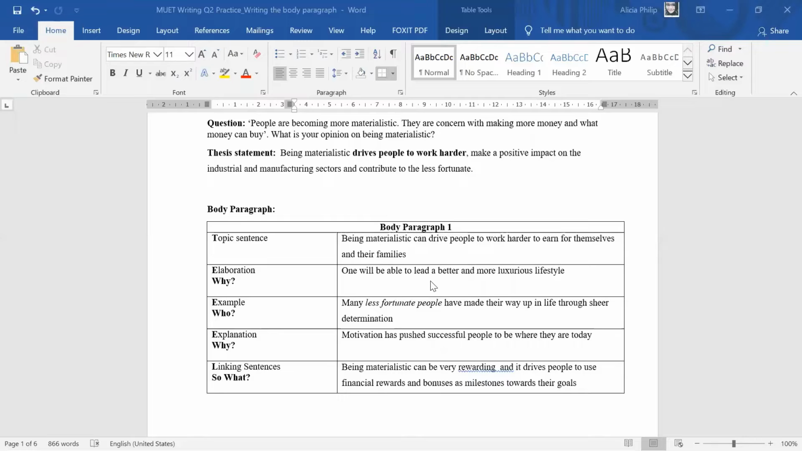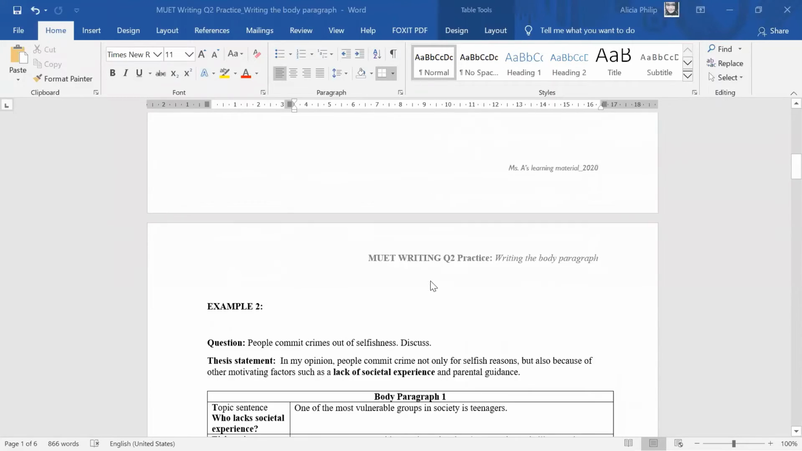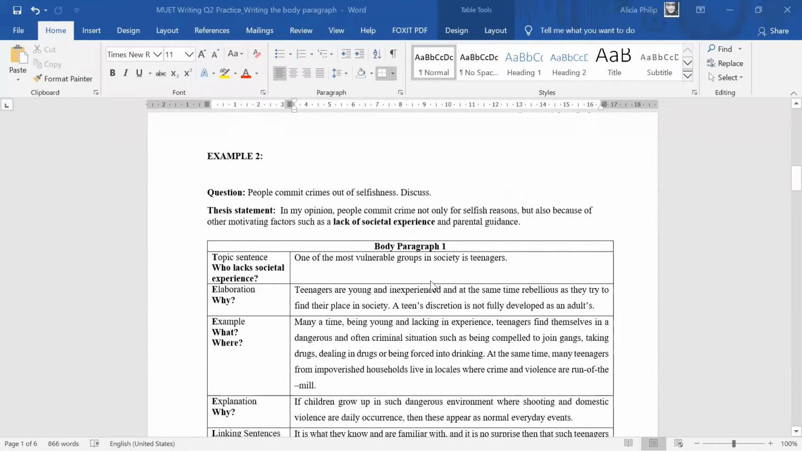Yes. Okay, yes. Now, okay, now let's look at example number 2. So here, what is the title? People commit crime out of selfishness. Okay, if you remember, this was also a topic in your previous practice, correct? Yes. So now this is the thesis statement.